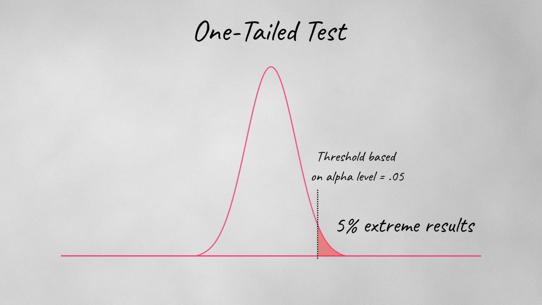In a one-tailed test, we define the most extreme 5% of scores as located in only one tail of the distribution, either the upper or the lower end. If our hypothesis predicts a difference between groups in a particular direction, then we can set our entire critical region on one side of the distribution.